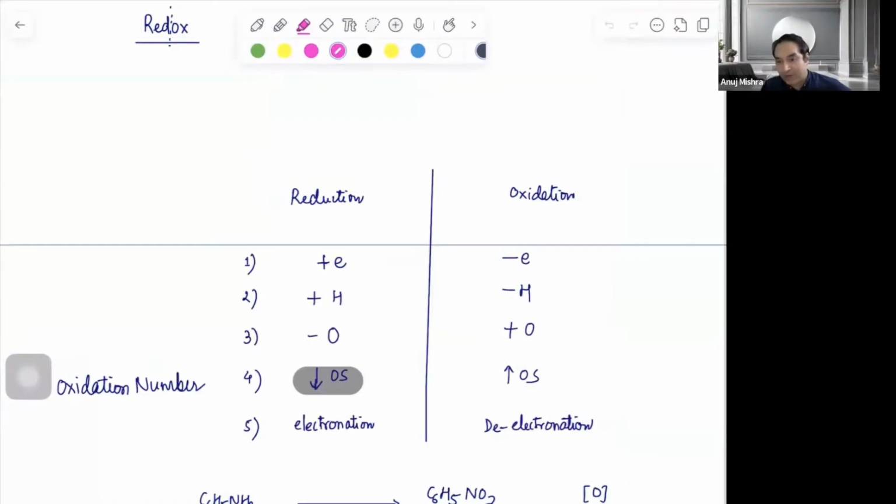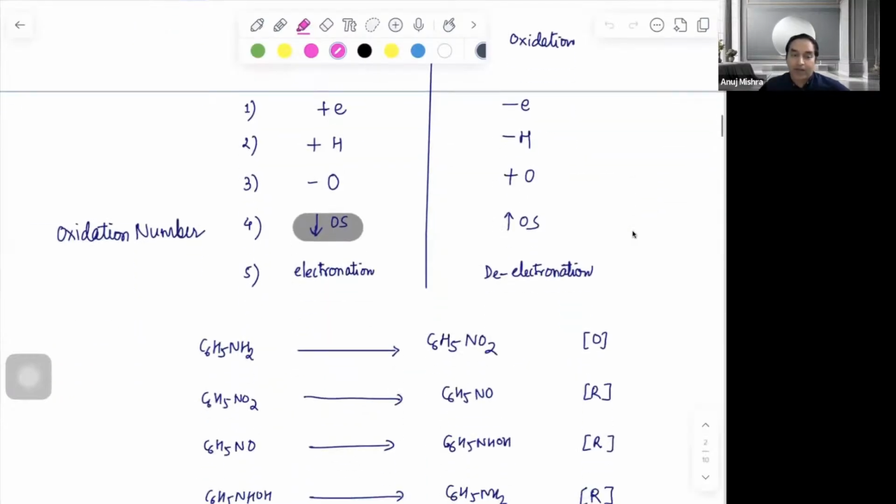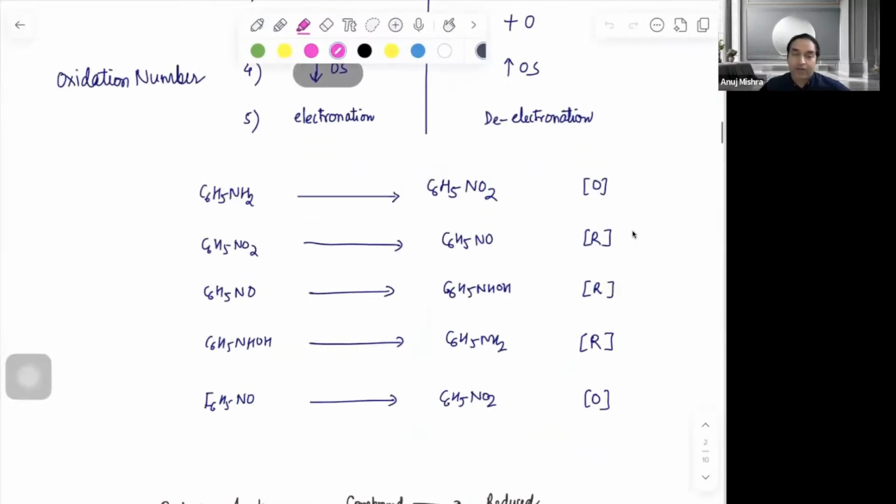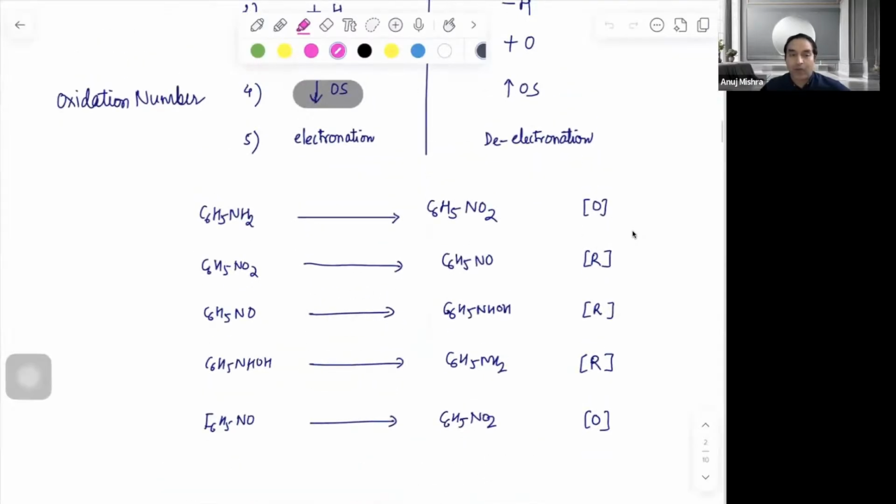Anyone who is finding these terms difficult? This is fine? Then I gave examples like C6H5NH2 becoming NO2, or NO2 is becoming NO, or NO is becoming NHOH, or NHOH is becoming NH2. What are these examples? For example, this one, NH2 is becoming NO2, H is replaced by oxygen, so it's oxidation. The second example, NO2 is becoming NO, that's loss of oxygen, so it is reduction.